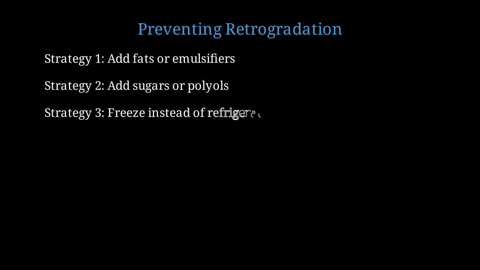Freezing at -18 degrees Celsius or below stops retrogradation almost completely because molecular motion is arrested. This is why frozen bread can be stored for months without staling. Chemical modification of starch through cross-linking or substitution can prevent retrogradation. Modified starches are used extensively in frozen foods.